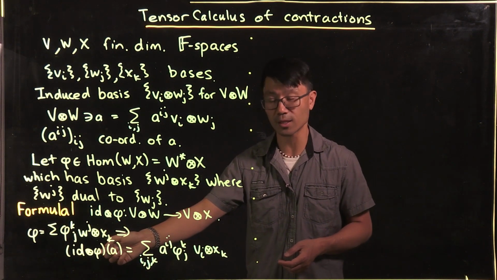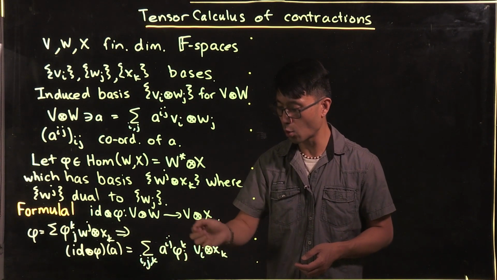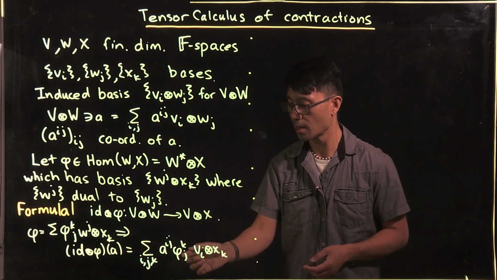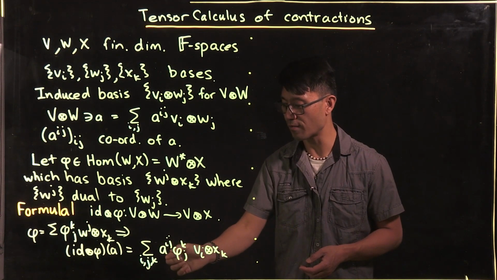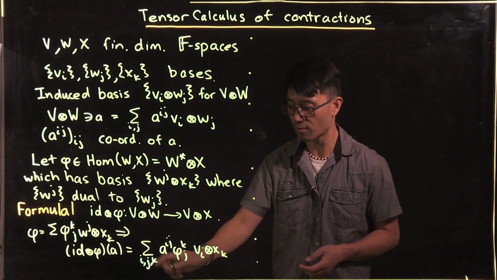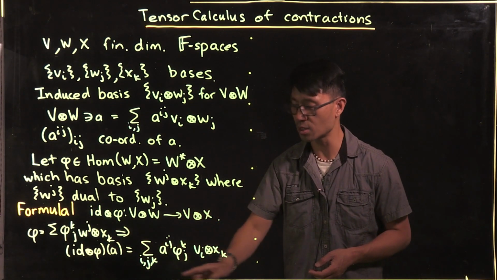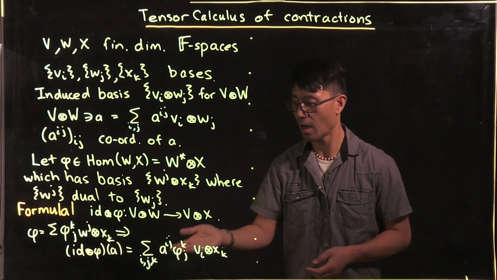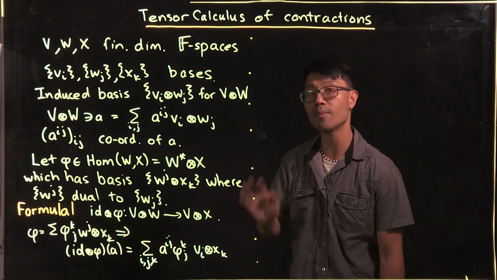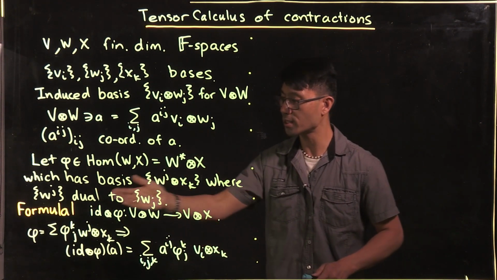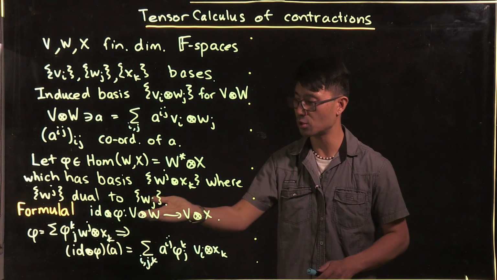The phi is equivalent to giving the data of the coordinates of phi. This is the coordinates of A. And how do you put them together to give you the coordinates of this element here? Well, that's the way you put them together, okay? And this is a very, very natural formula. Let me write it in a slightly different way. So what does this map do, okay?